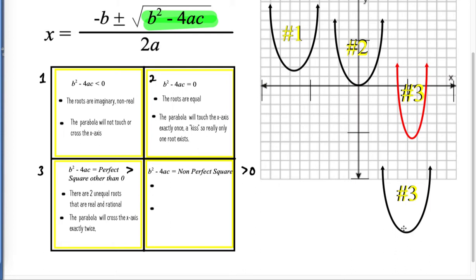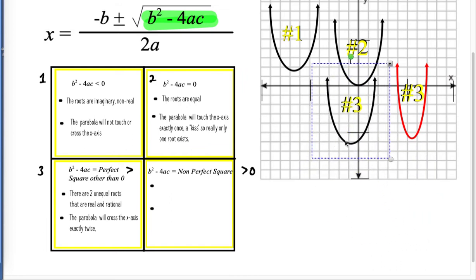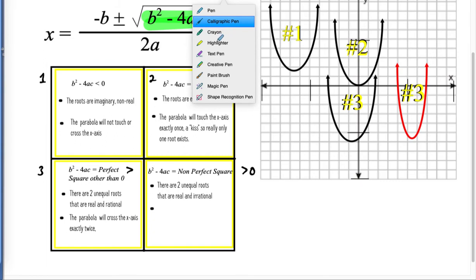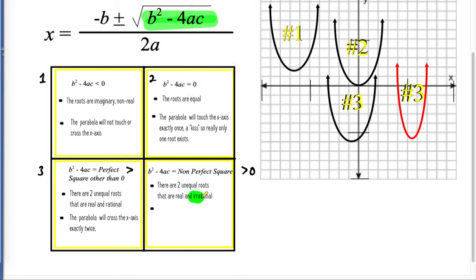So if I were to take number 3 and drag it up here, we'd be crossing at points that were probably irrational. Like this is negative 3 point we don't know what, and this is positive 1 point something something. So in that case, we still have 2 unequal roots that are real and irrational. So notice the difference between the 2. They're really the same thing, except one says irrational and one says rational. And guess what? The parabola is still going to cross the x-axis exactly twice.